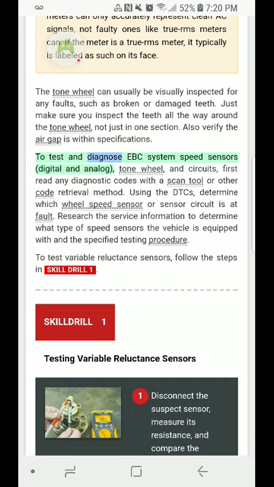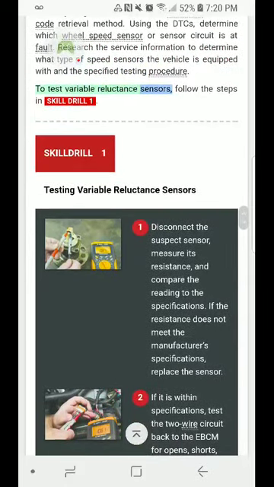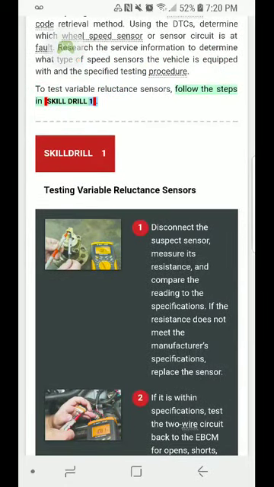To test and diagnose EBC system speed sensors, digital and analog, tone wheel, and circuits, first read any diagnostic codes with a scan tool or other code retrieval method. Using the DTCs, determine which wheel speed sensor or sensor circuit is at fault. Research the service information to determine what type of speed sensors the vehicle is equipped with and the specified testing procedure. To test variable reluctance sensors, follow the steps in Skill Drill 1.